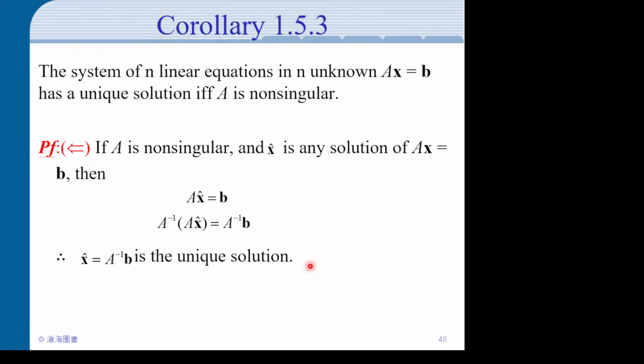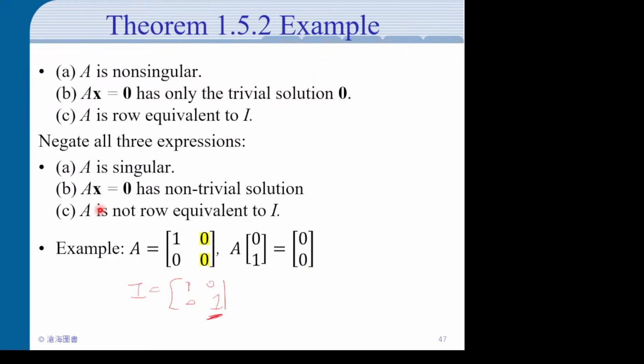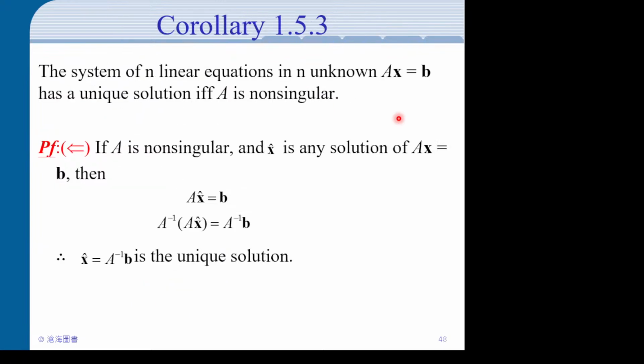And we have Corollary 1.5.3. It's very similar to the first two statements. In the first statement we said A is non-singular if and only if Ax equals 0 only has the trivial solution. Here in Corollary 1.5.3 we have two equivalent conditions. The first is A is non-singular, which is basically the same as before. But the other condition has changed.